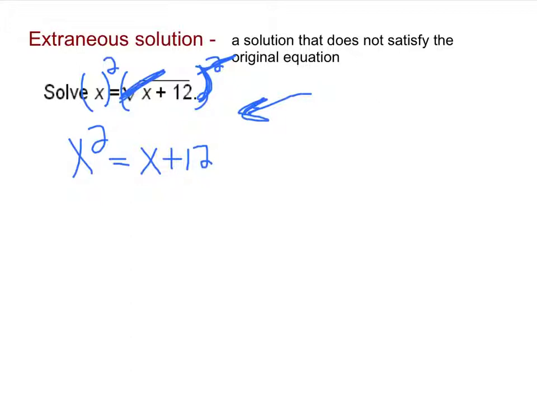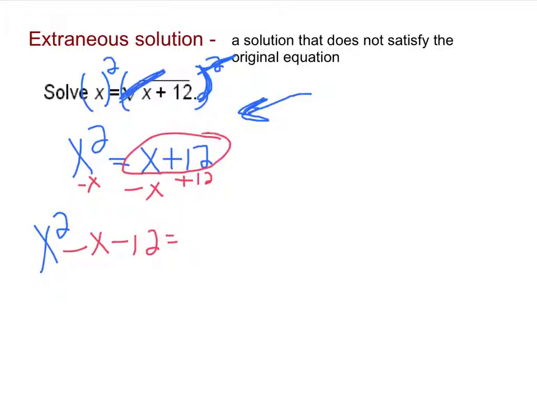So I need to move x by minusing it. So I'm going to end up with x squared, and then I'm going to minus x to move it. Okay. How do I move the 12? I minus 12 to move it. What would be left on this side after everything moves? A 0 would be left.